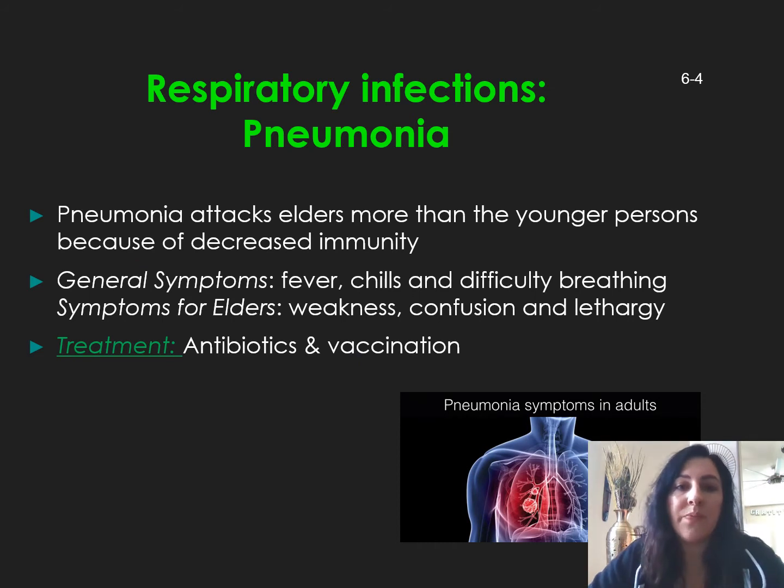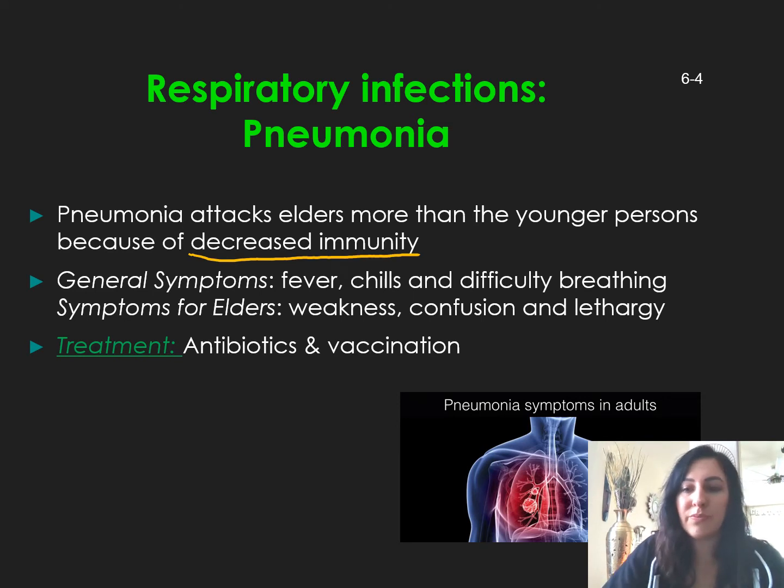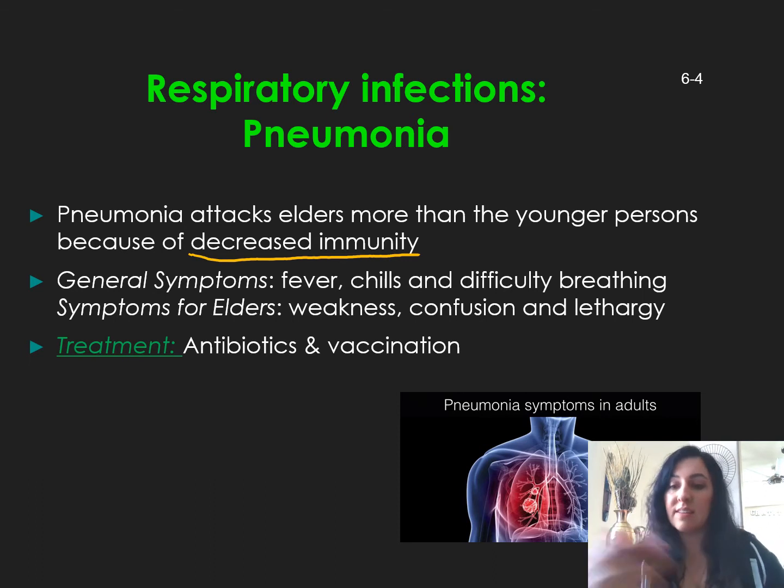Okay, so now we're looking at respiratory infections, pneumonia. All right, so pneumonia attacks older adults more than younger people because of their decreased immunity. Okay, so some general symptoms for pneumonia would be having fever, chills, and difficulty breathing. Some symptoms that are more specific to older adults might be weakness, confusion, and lethargy. Okay, so the treatment options for pneumonia would be antibiotics and vaccinations.